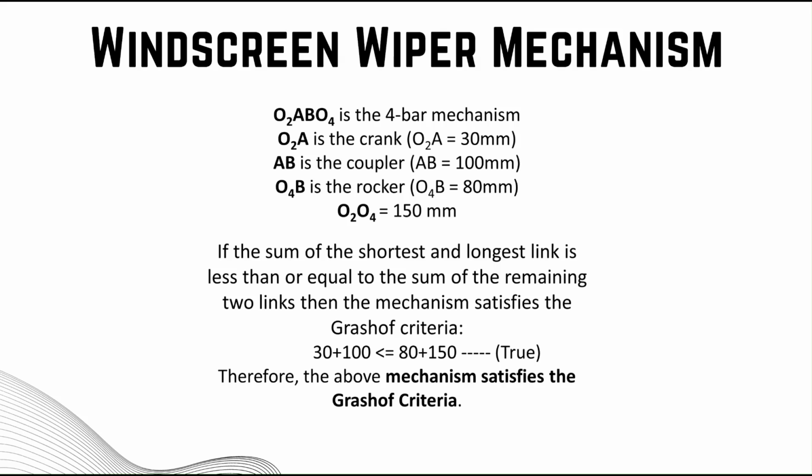To ensure the mechanism's feasibility, we applied Grashof's criteria. This criteria states that the sum of the shortest and the longest link must be less than or equal to the sum of the remaining two links. Substituting the synthesized values, that is 30 plus 80 is less than or equal to 80 plus 150. Since this condition is satisfied, the mechanism ensures continuous motion, fulfilling the design requirements for uniform and effective wiping motion.